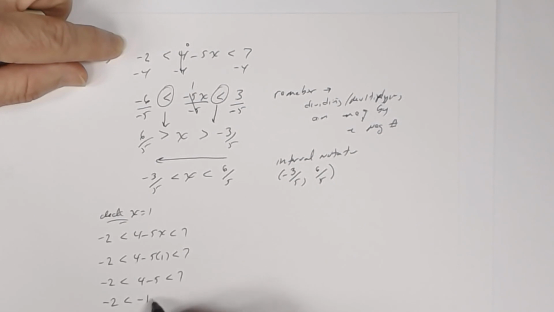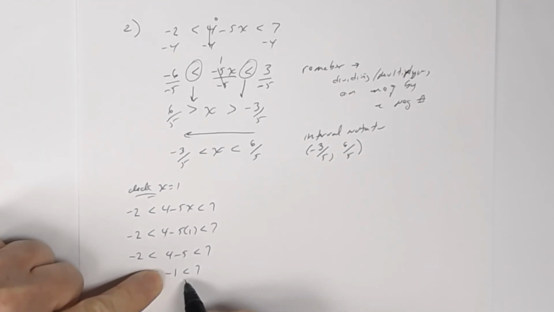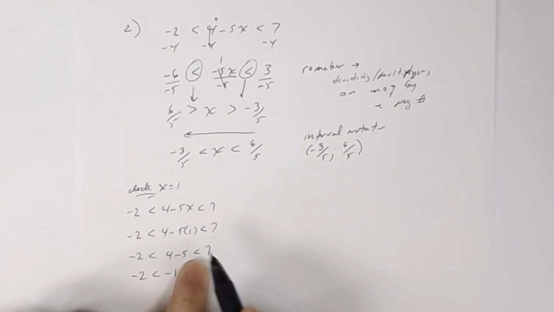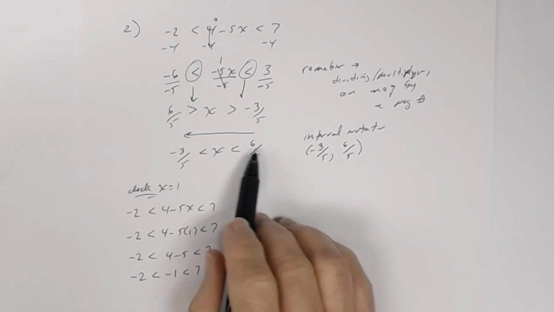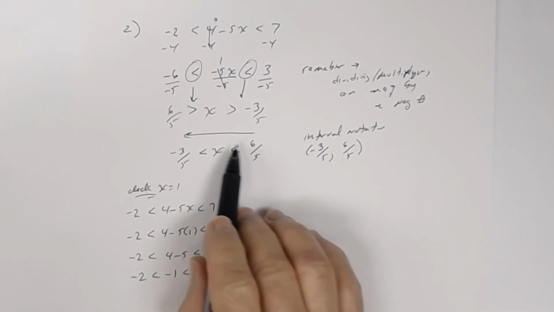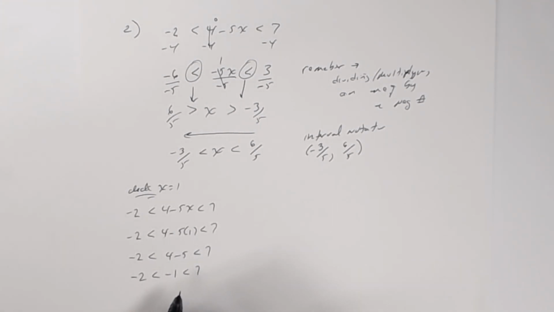And so 4 minus 5 is a negative 1. And so the question is, is that a true statement? Is negative 1 less than 7? Yes. If I cover this part up, is negative 2 less than negative 1? Yes. So that's why 1 is a solution. But again, how many solutions are in here? There are an infinite number of solutions. I just went ahead and checked 1. Okay?